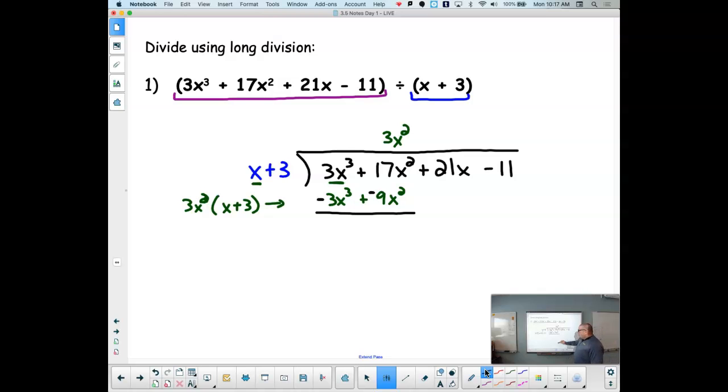So now, 3x cubed minus 3x cubed makes that term go away. And that's what we wanted. We wanted that first term to be eliminated. 17x squared minus 9x squared would leave me with 8x squared.